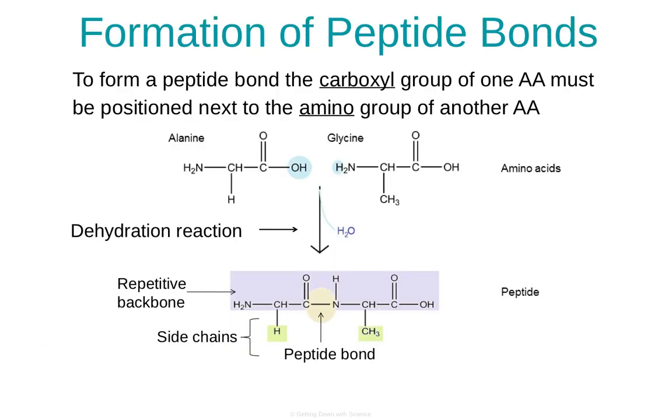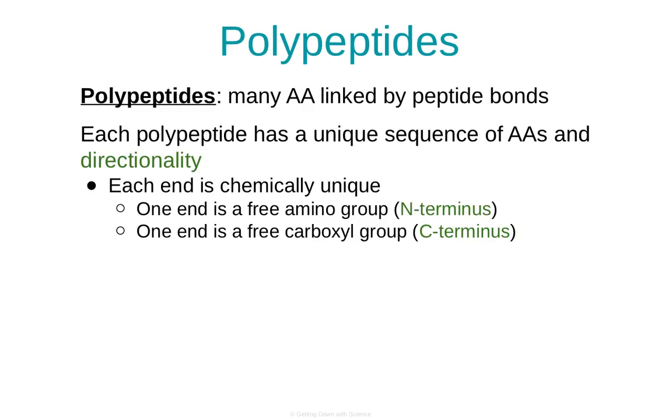So to form these peptide bonds, the carboxyl group of one amino acid must be positioned next to the amino group of another amino acid. And through the process of a dehydration reaction, we remove water and start to create this carbon-nitrogen backbone interaction. So anything that is hanging off of the repetitive structure in the center is what we call side chains, or R groups. You assemble many of these together. Many amino acids will link up by these peptide bonds through a dehydration reaction, and we get polypeptides.